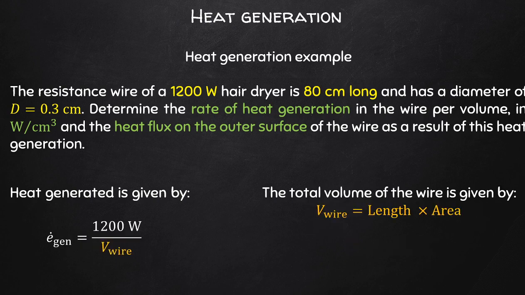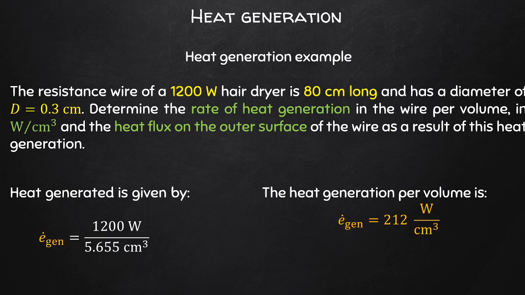And next, we determine the volume of the heating element through which this heat will be dissipated, that's being generated, and it's given by the length of the wire multiplied by the cross-sectional area of the wire. And so the volume can be calculated thus. And by dividing the heat generation by the volume of 5.655 centimeter cubed, which we've calculated, we obtain a volumetric heat generation value of 212 watt per meter cubed.